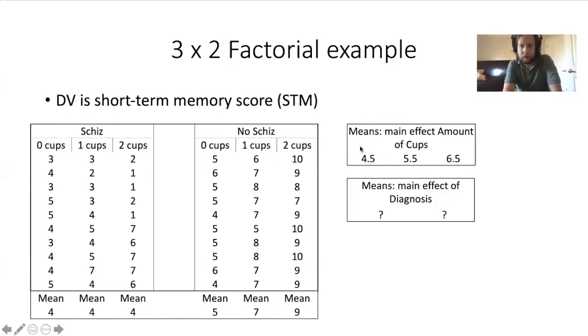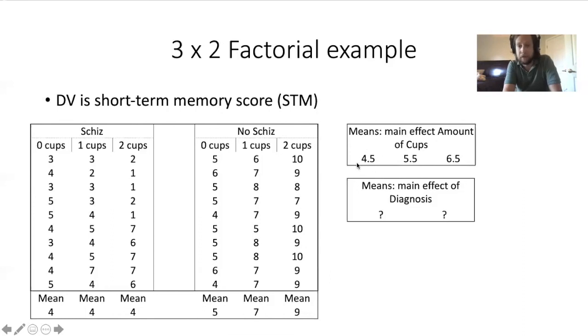This number right here, 4.5, corresponds to the 0 cups condition. And the way I got that is that you see all these people in the schizophrenia condition. These are the people that drank 0 cups of coffee. And these people over here in the no schizophrenia column, they also drank 0 cups of coffee. And so if you add up all 20 of these scores and then divide by 20, you would get 4.5. So this is the average score of people that drank 0 cups of coffee, independent of whether they have schizophrenia or not. So in this mean right here, half the people have schizophrenia, half the people don't. We don't care about the distinction.